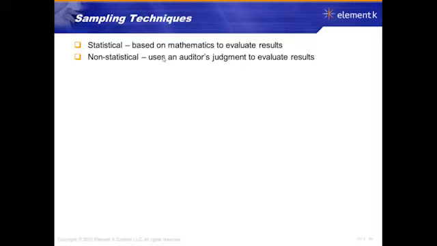We can do statistical sampling where we can say, well, we looked at 10% of the transactions and we found X. Or we can do non-statistical. You might say, I don't need to look across the board at 10%. I, as an auditor, know that the most likely place will be right there, so I'm just going to go right there. So that's non-statistical. You use your own judgment.